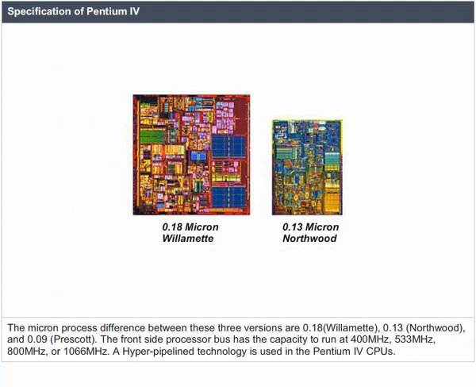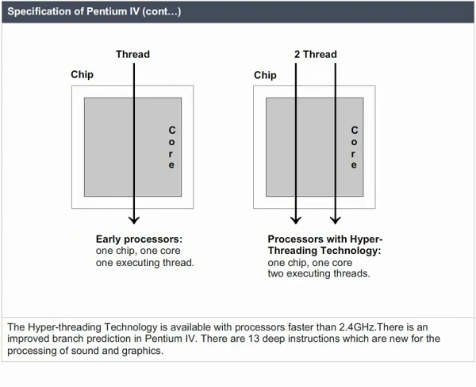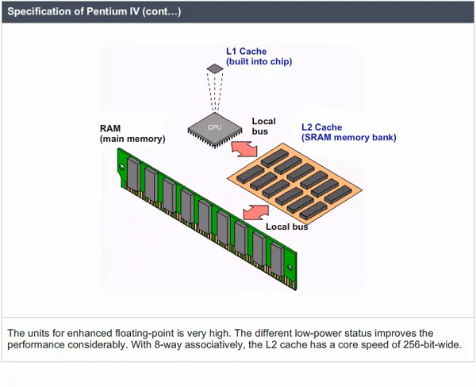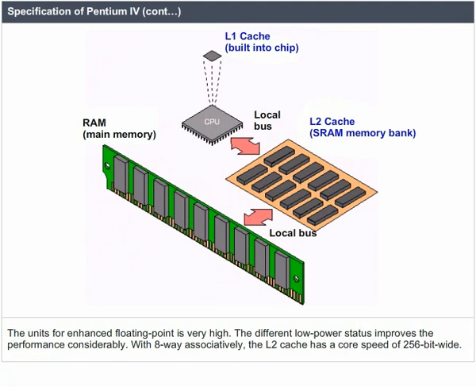The front-side processor bus has a capacity to run at 400 MHz, 533 MHz, 800 MHz, or 1066 MHz. A hyperpipeline technology is used in Pentium 4 CPUs. The hyperthreading technology is available with processors faster than 2.4 GHz. There is an improved branch prediction in Pentium 4. There are 13 new instructions for the processing of sound and graphics. The units for enhanced floating point are very high. The different low power states improve the performance considerably.